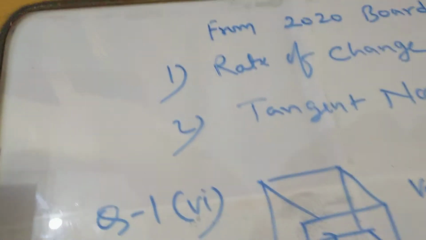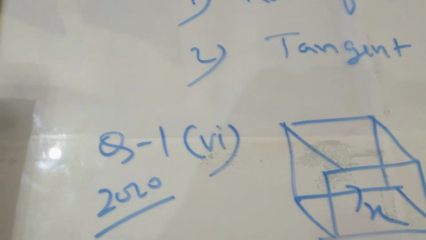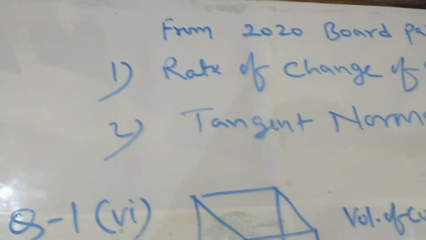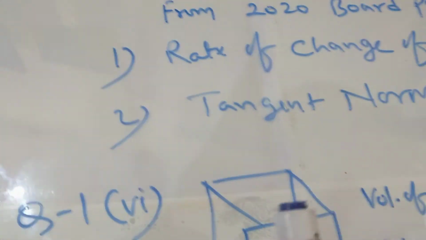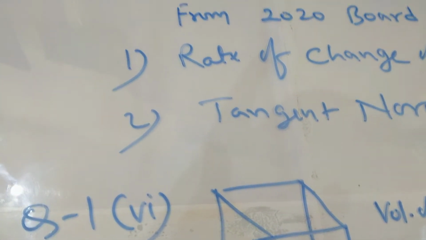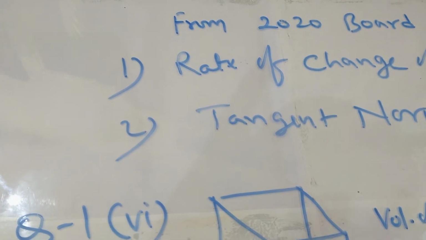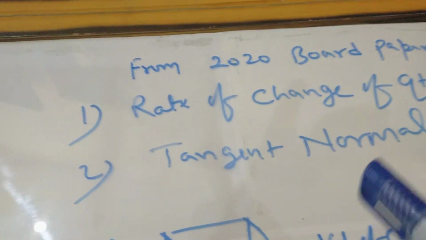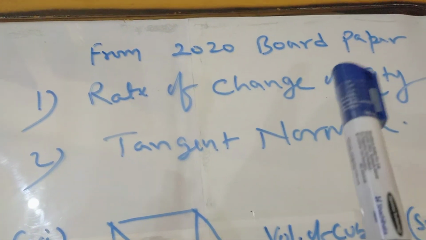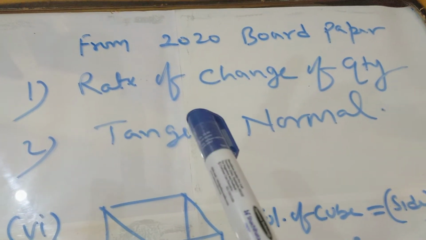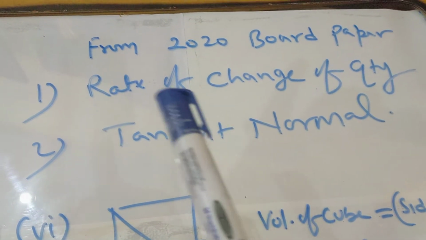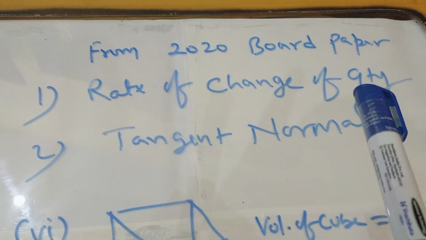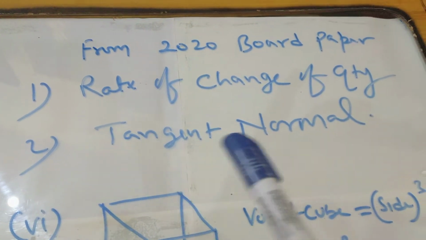Students, daily we do one topic and solve questions. Today I want to introspect regarding the previous topics which we have discussed, and I want to revise these topics from the board paper. So let us take the question paper of 2020, and I want to discuss two questions which I already covered. First is rate of change of quantity. It is an application of differentiation, and second topic is tangent normal.